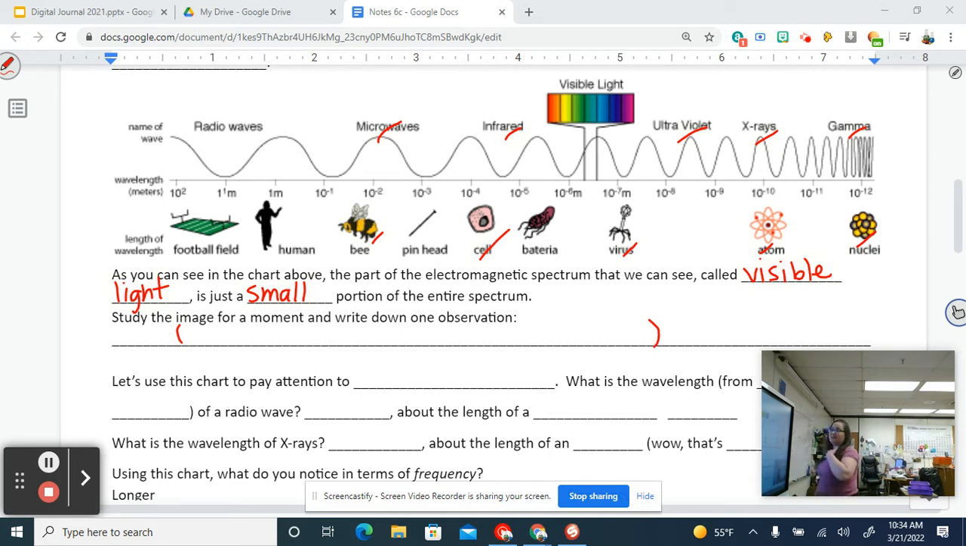So I said radio waves are about the length of a football field. I want you to come up with your own.